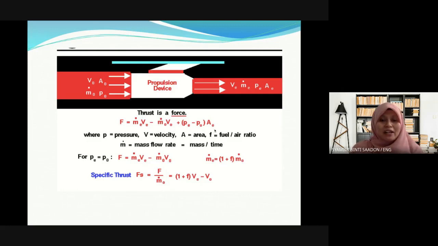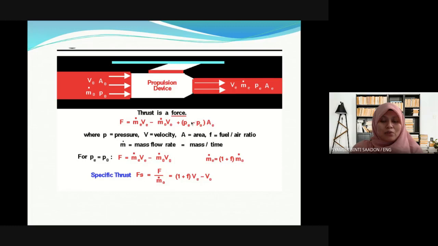Plus, this part is what we call the momentum thrust, because this is thrust force, and this part is the pressure thrust, the thrust produced due to the difference of pressure, PE, the exit pressure, minus P naught, multiplied by the area. Here we consider that the areas AE and A naught are equal.